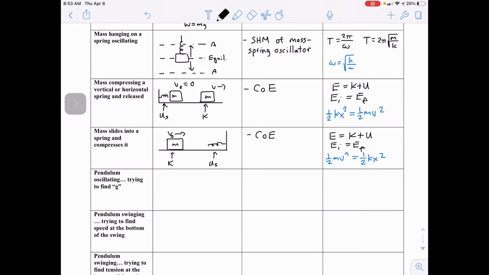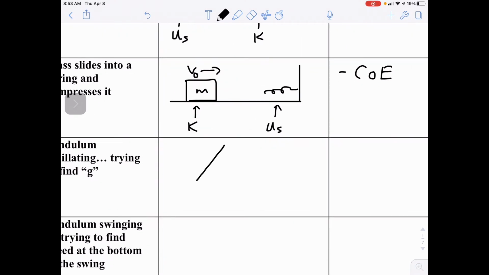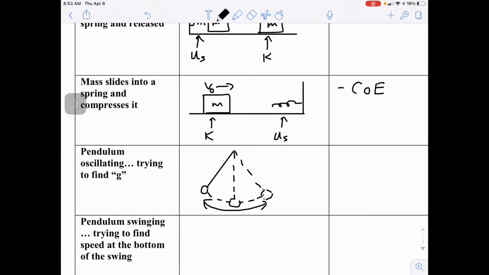In the next scenario, we have a pendulum oscillating and we're trying to find g, the acceleration due to gravity. So we're just going to draw a pendulum arcing through the bottom of its swing from one endpoint to another. Okay, there we go. So we have a pendulum oscillating back and forth, and the goal is we're trying to find g with this. That's usually the most common goal in this particular scenario.